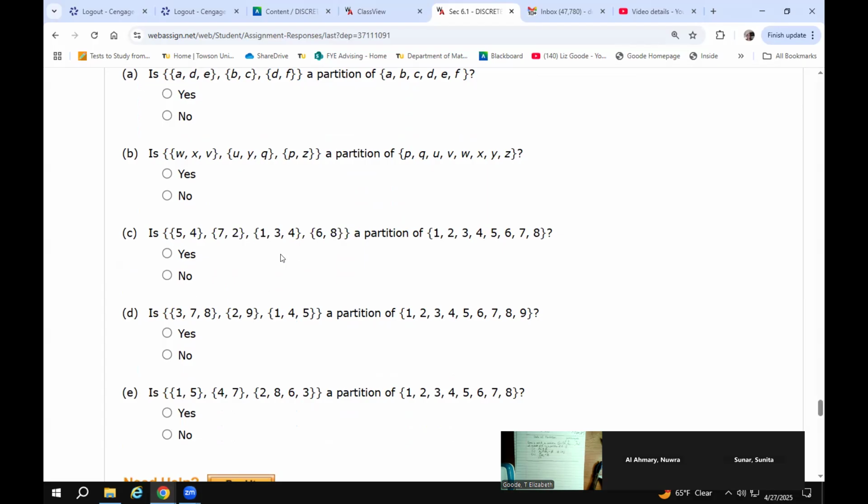Yeah, 4 is there twice. Four is there twice. Is there anything missing, or does every element appear at once? No, every element does appear once. There's 1, 2, 3, 4, 5, 6, 7, 8. I thought this might have gone up to 9. So because 4 appears in two different subsets, it's not a partition, because these two subsets aren't disjoint.